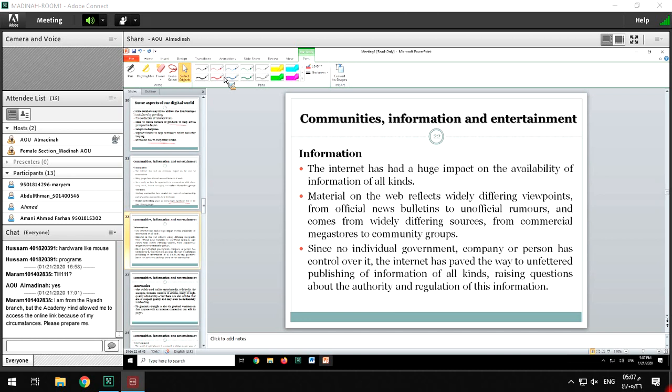Coming to the information available, the technology is through the internet. So the internet has a huge impact on the availability of information of all kinds. Through the internet we access a huge amount of information. Fine. So we access that information.